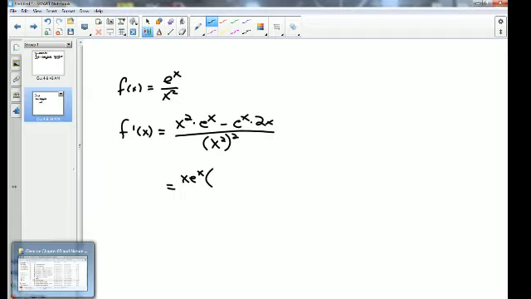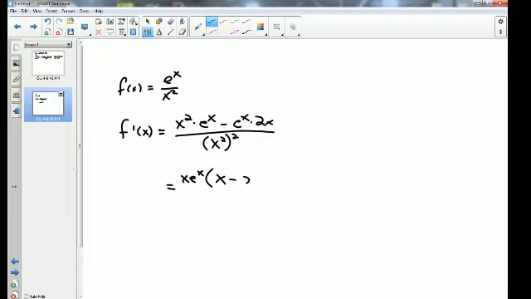You're commuting. Okay, what's left in the parentheses? x times x minus 2, because I pulled an e to the x out. So x is left here, and 2 is left here, right?